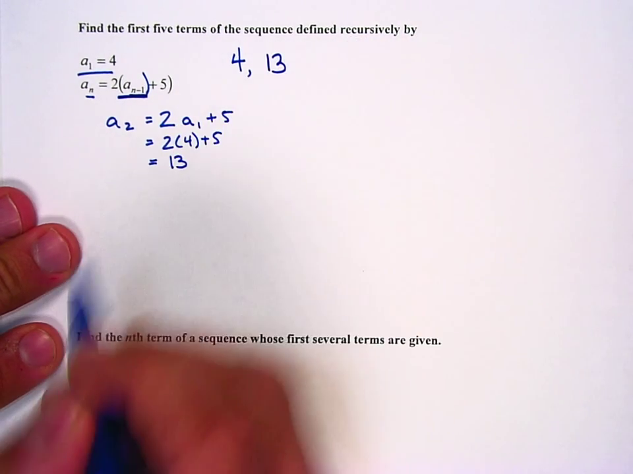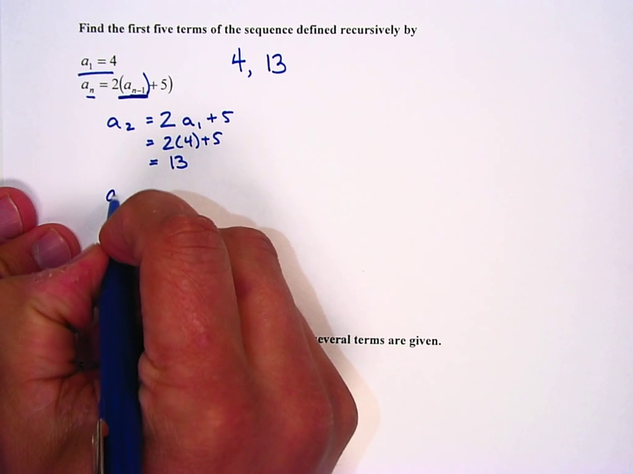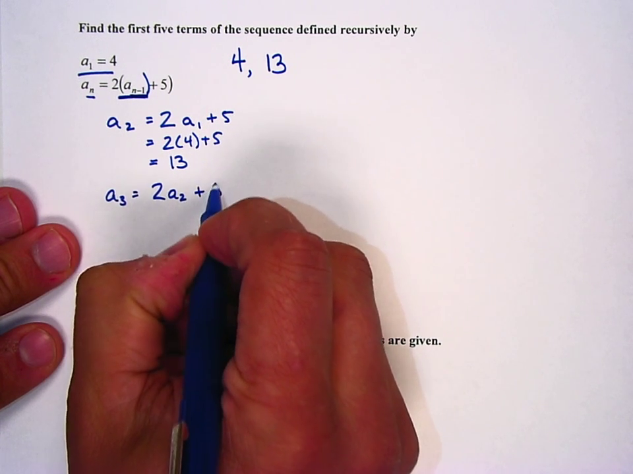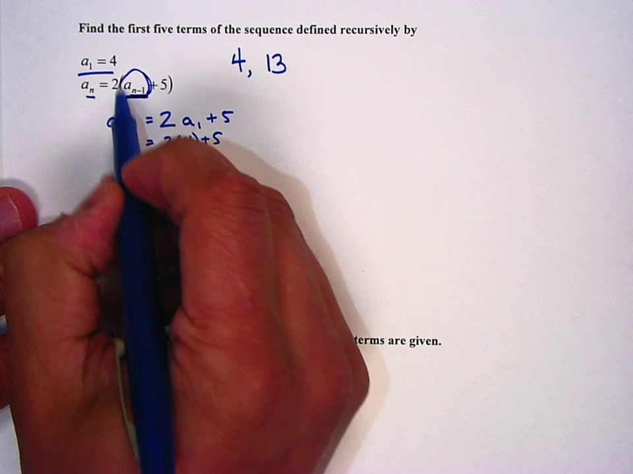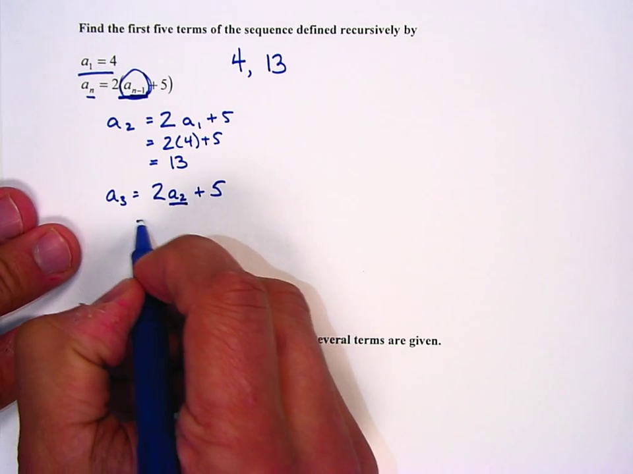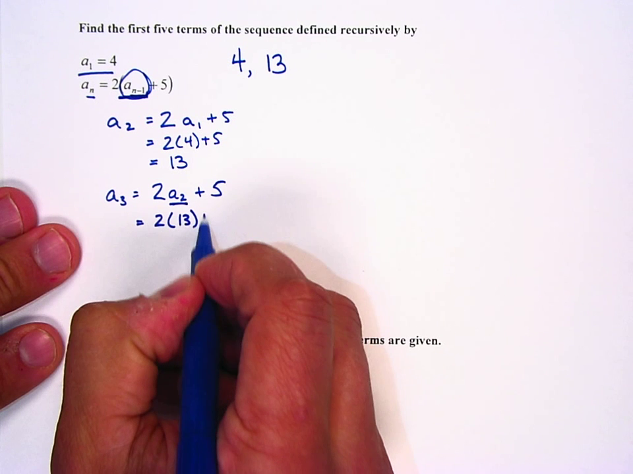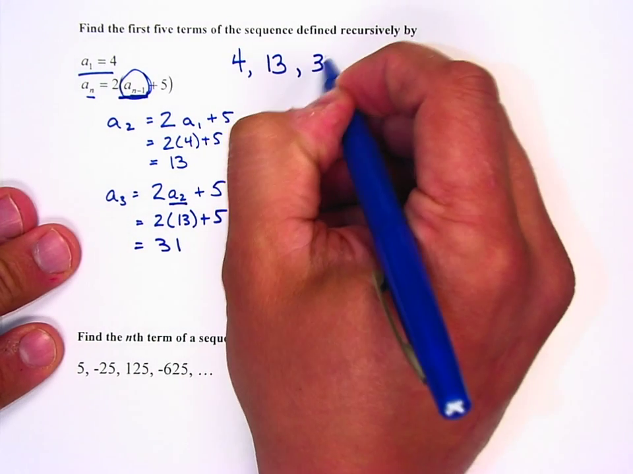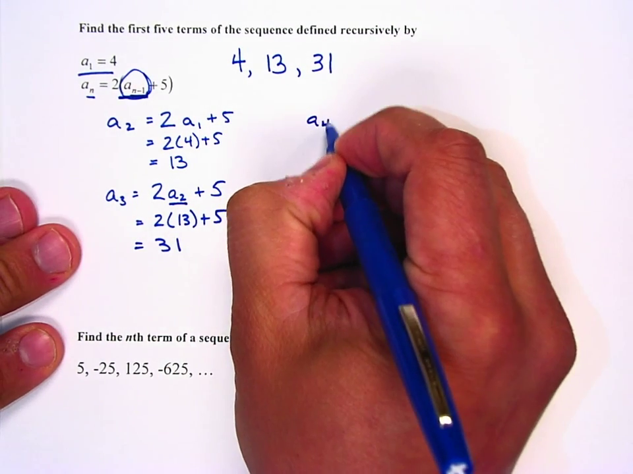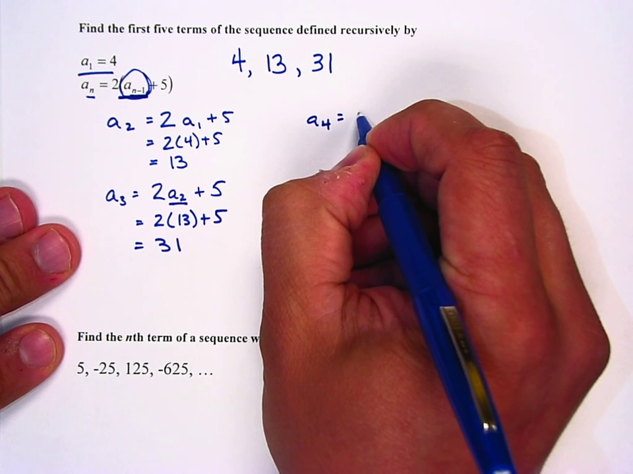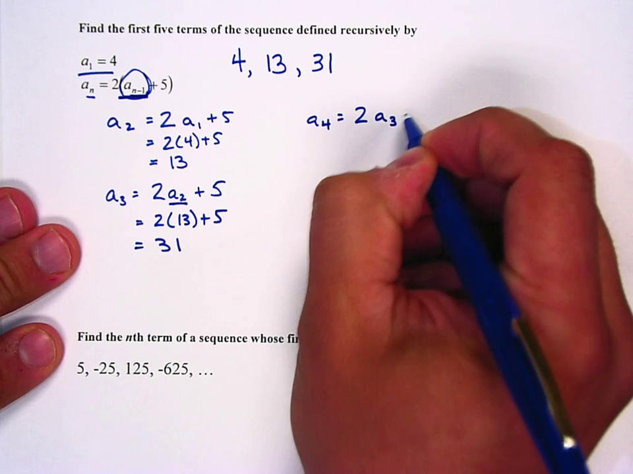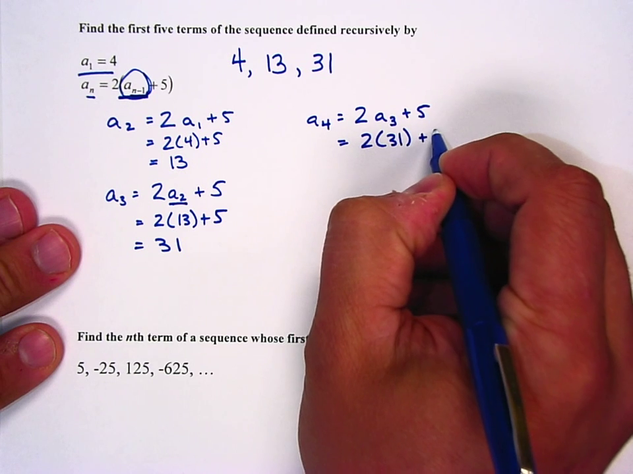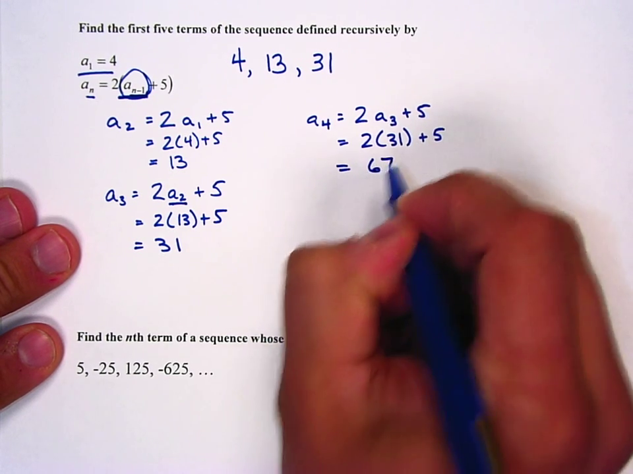So that's 13. Next one is a sub 3. A sub 3 is going to say 2 a sub 2 plus 5. A sub 2 is this a sub n minus 1 for n, or a sub 3. So we got 2 times 13 plus 5, 26 plus 5, which is 31. So there's my next one. A sub 4 is the fourth term. That's going to be 2 a sub 3, the term before it, plus 5, 2 times 31 plus 5. That's 62 plus 5, 67.